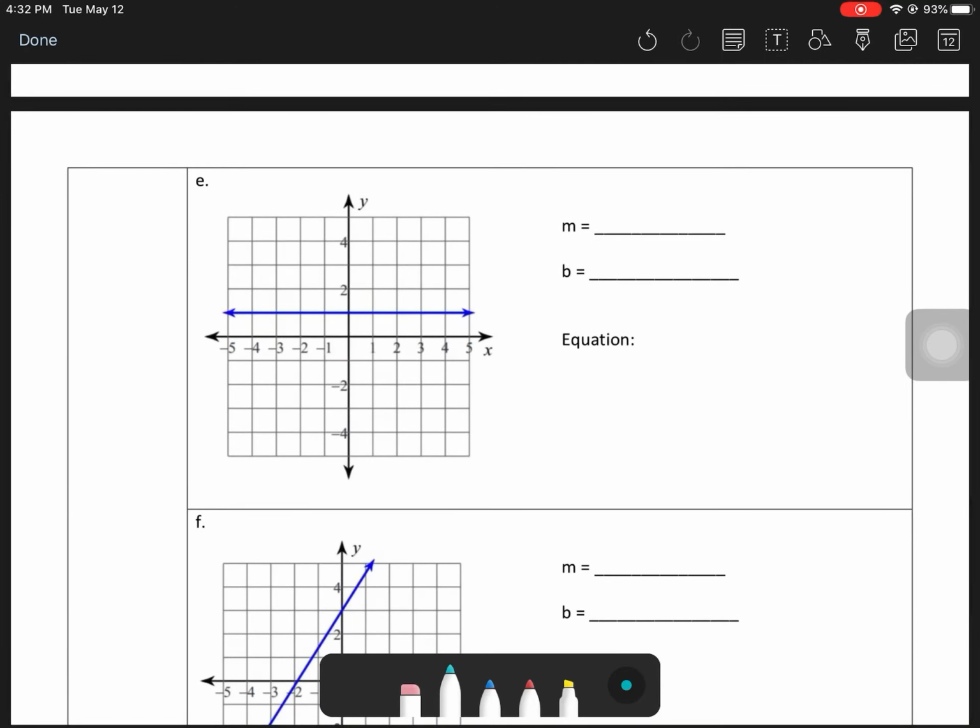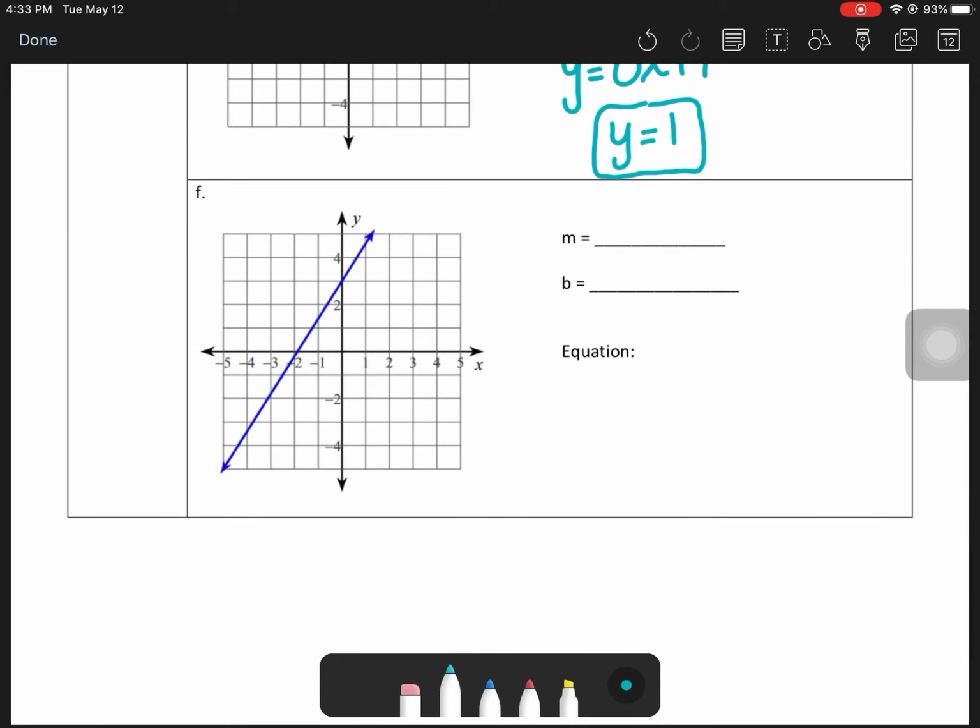In our next example, our slope is 0 because we have a horizontal line, and we're crossing the y-axis at 1. So we have y equals 0x plus 1. But remember, 0 times x is 0, and 0 plus 1 is 1. So our equation would be y equals 1.